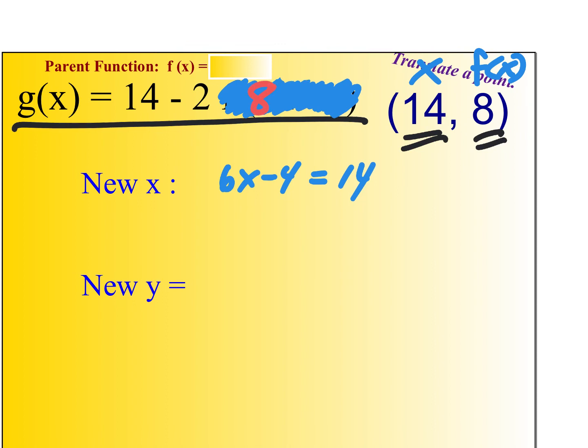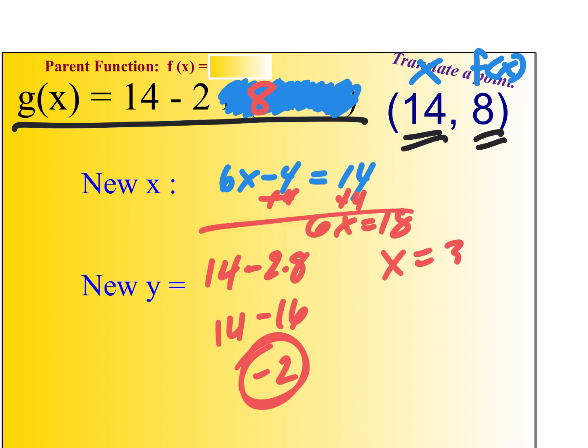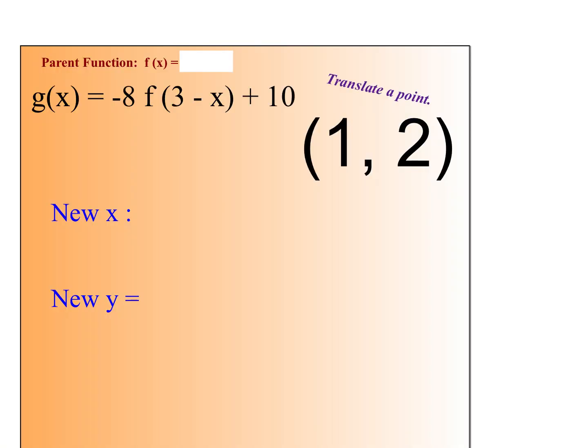So that's 8. So it's 14 minus 2 times 8. So it's 14 minus 16. So it's negative 2. There's my new point. Oh, wait, it's not 14. Sorry. I got to add 4 to solve this one. 6x equals 18. x equals 3, and y equals -2, 3 comma -2 is what that would turn into. How many of you got that one right? I'm up to most of you. One last one.